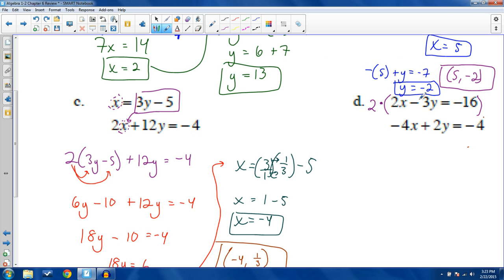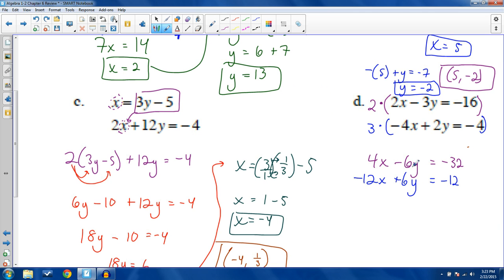If I multiply the top by 2, and keep my color coding for an example to see where we're at, if I multiply the bottom by 3, I am now going to be set up to where I want to be. So the purple representing the top equation, 2 times 2x is 4x. 2 times negative 3y is negative 6y. 2 times negative 16 is negative 32. 3 times negative 4x is negative 12x. 3 times 2y is 6y. And 3 times negative 4 is negative 12.